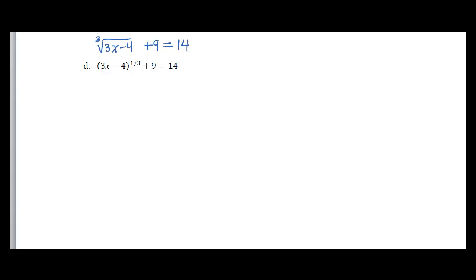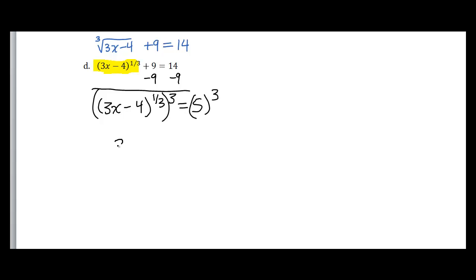I have to isolate my radical. So this thing to the 1/3 power is my radical. To isolate that, I need to subtract 9 from both sides. When I subtract 9 from both sides, my radical is isolated. My index here is 3, so I'm going to raise both sides to the 3rd power. That'll give me 3x minus 4 equals 125.